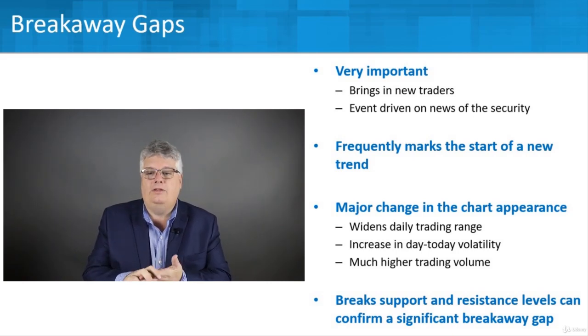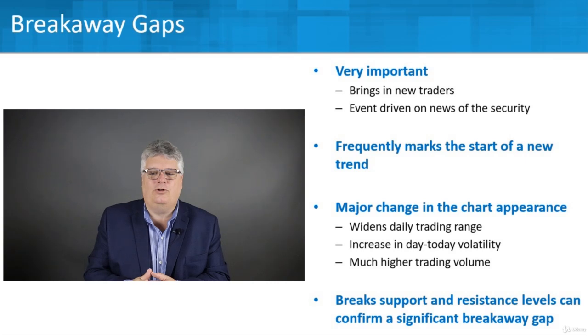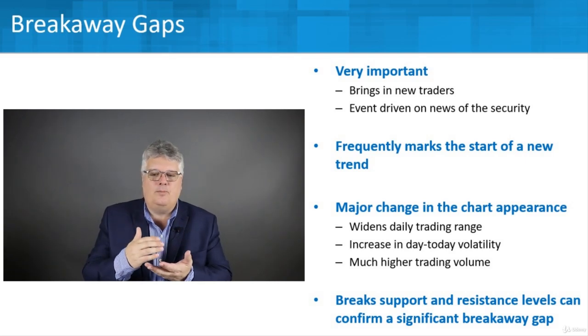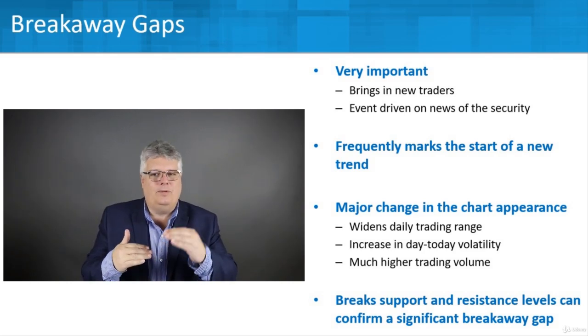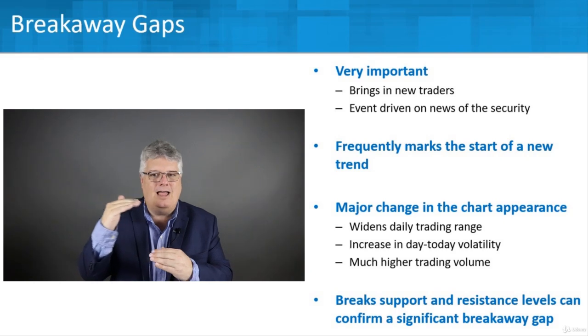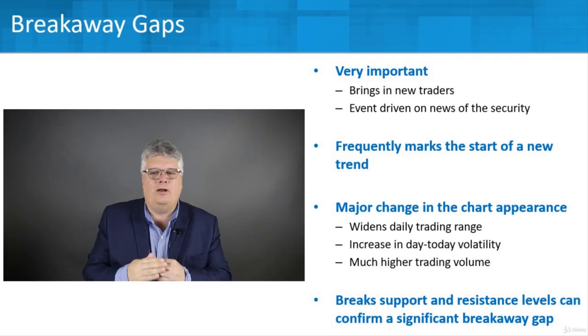There's a major change in your chart that you'll see. You might see that the daily trading range, the high-low, starts to widen. You might see an increase in in-day volatility with lots of things being sold high and low all throughout the day. And also, the much higher trading volume we mentioned are good indicators that a breakaway gap is occurring. And what happens is it's going to break through support and resistance levels, which can help confirm a significant breakaway gap. Support level would be like low prices and resistance would be high prices, and somehow it's breaking through this trading range of prices, and that's why we call it a breakaway gap.